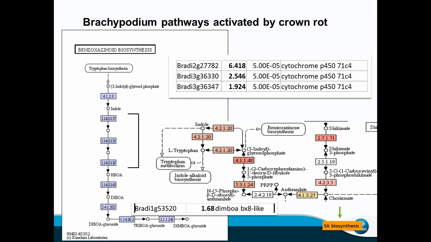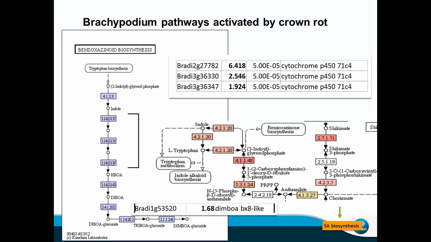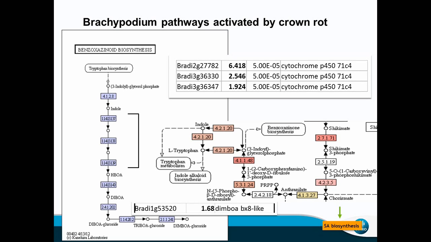So this is, I guess, a picture where we are picking up some of the important pathways induced in Brachypodium after Fusarium crown rot infection. This is one of the phytoalexin biosynthetic pathways. All the genes associated with this pathway seem to be induced in Brachypodium, but there is, at the moment, difficulty in identifying this compound.